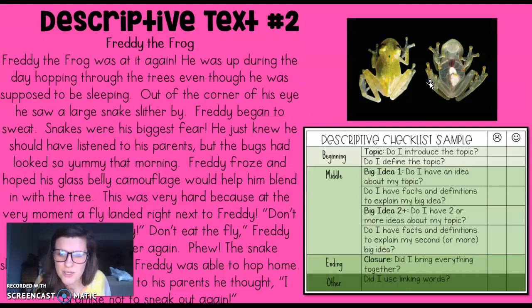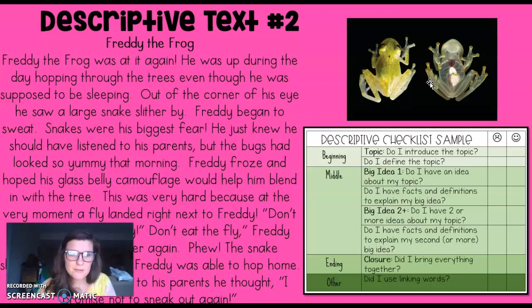All right, what about the closure? Did I bring everything together? He promised his parents he wouldn't sneak out again. A talking frog? This is not a descriptive writing, guys. This is just a silly story about a frog that can talk and gets into trouble. This is not a descriptive writing. This is just a really silly story. So this would get all sad faces, not descriptive.